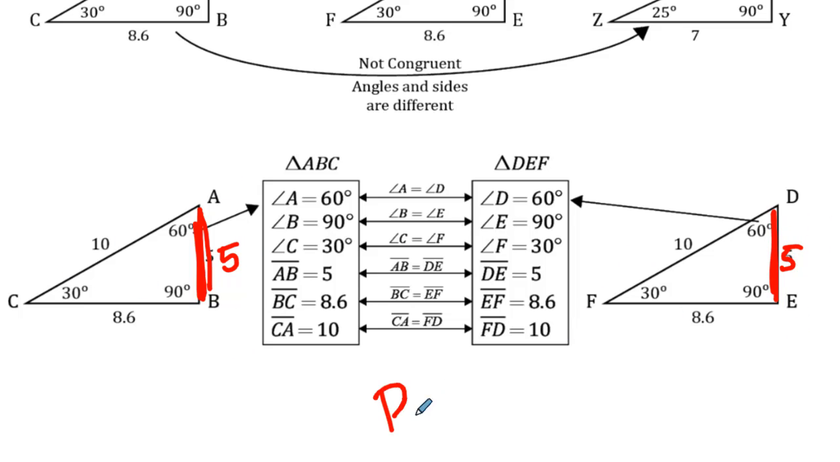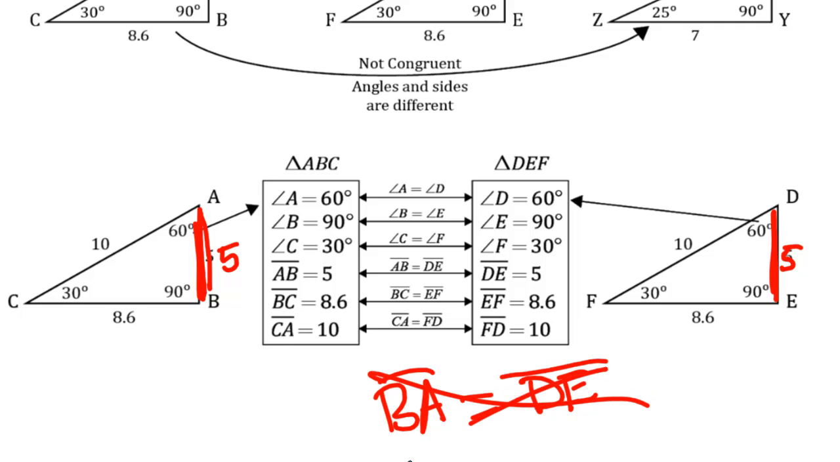So the order of your letters matters. You can't say BA is congruent to DE. That would be incorrect. Don't be saying that stuff, okay? So pay attention to the order of the named points, the named vertices, and make sure that you keep that straight. They're not always going to be perfectly next to each other like that. This one might be rotated or whatever, and they could still be congruent, okay?